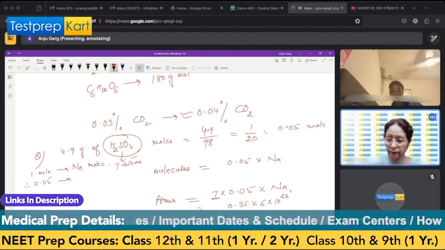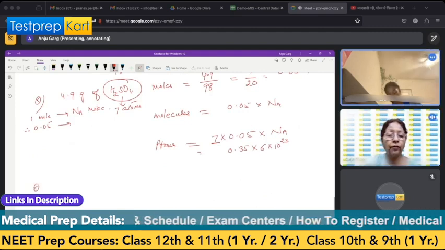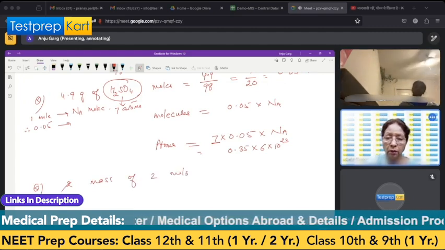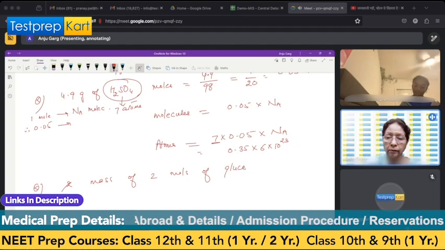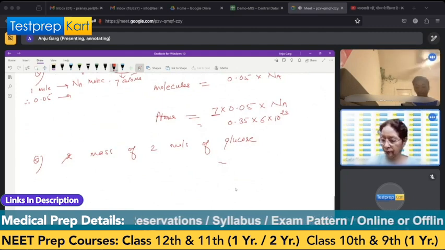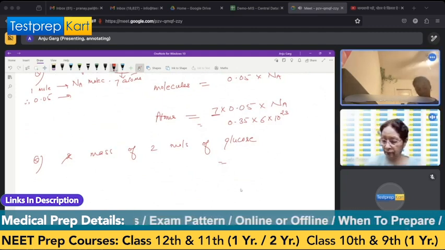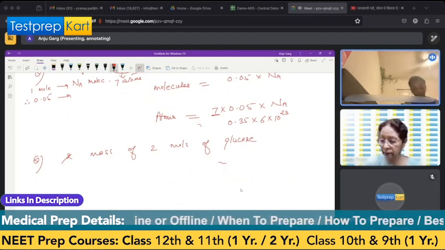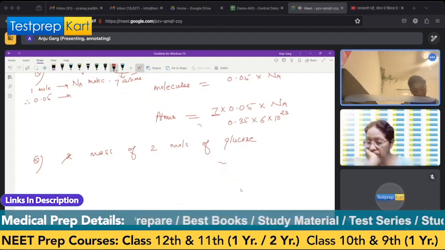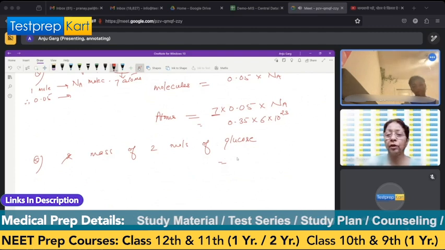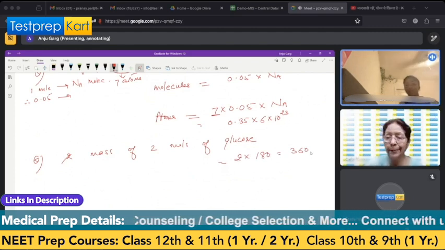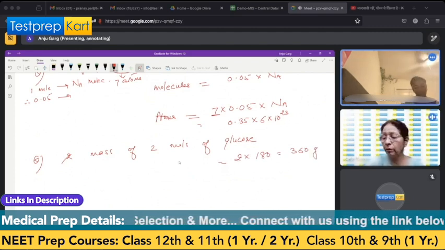If you have to find out the mass of 2 moles of glucose, molar mass is 180. 1 mole is 180, so 2 moles would be 360. And the units? 360 grams. That is right. This will be the mass of 2 moles of glucose. No problem?